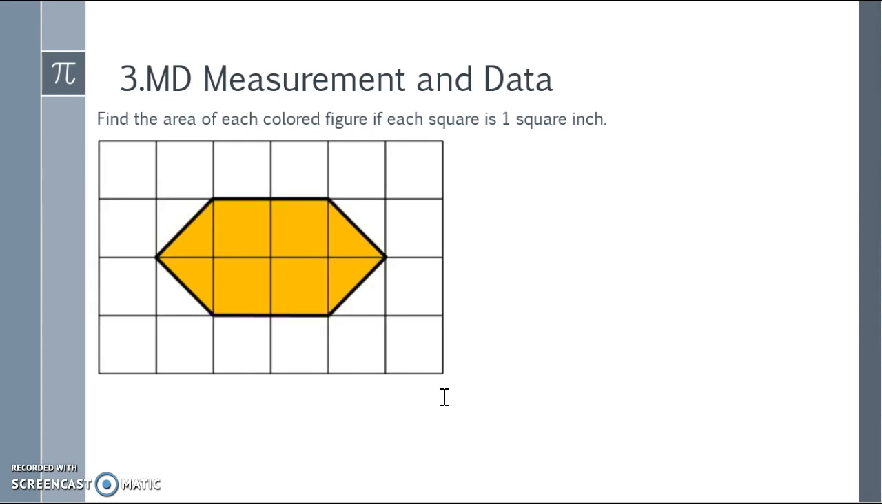Here I have only 4 that are full squares and I have some half squares, but I can combine them together. I can combine the 2 half squares on the left to give me 5 and the 2 half squares on the right to give me 6. The area is 6 square inches.